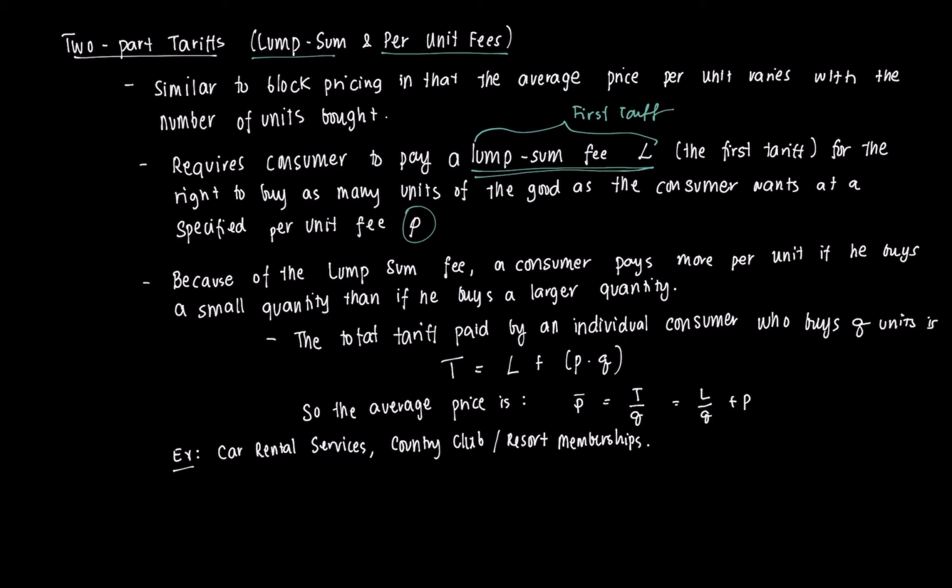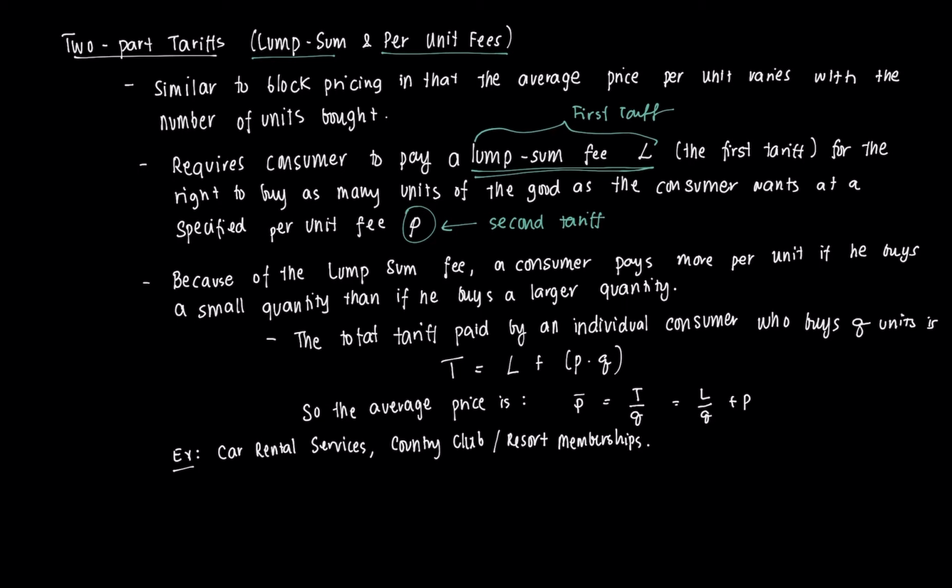Okay, so the consumer will pay this one time or maybe a periodical lump sum fee, which is the first tariff, for the right to be able to use a particular good or resource, right? And we refer to P, by the way, as the second tariff. So this is the second tariff, because it's a two-part tariff. So the first tariff is the lump sum fee. The second is the specific unit fee.